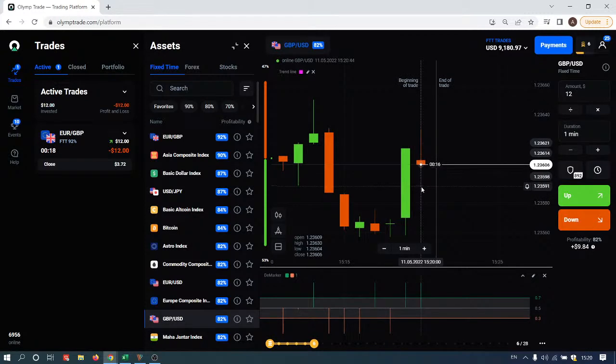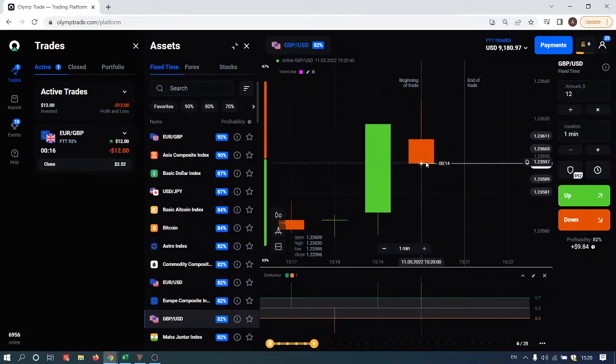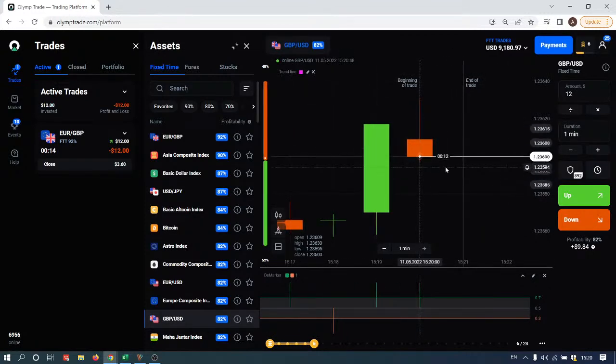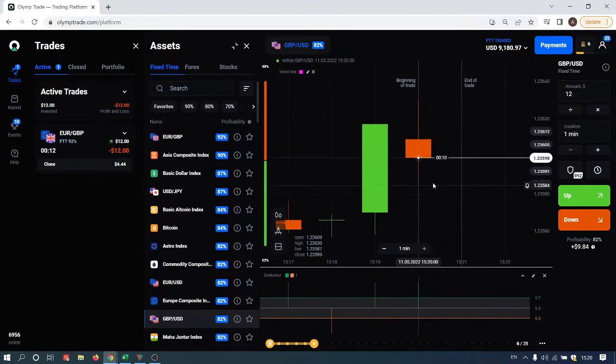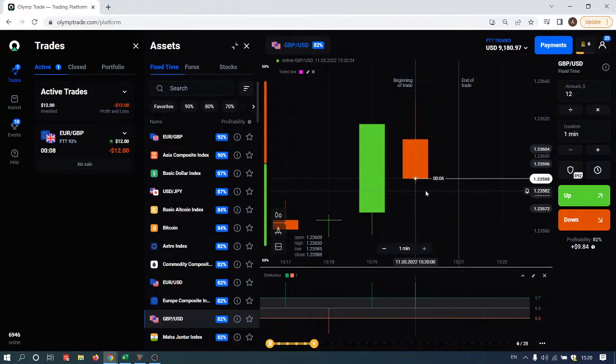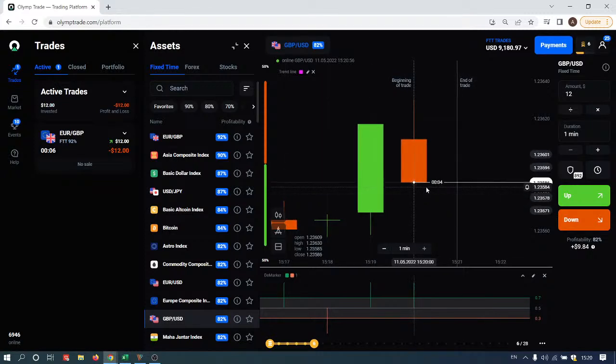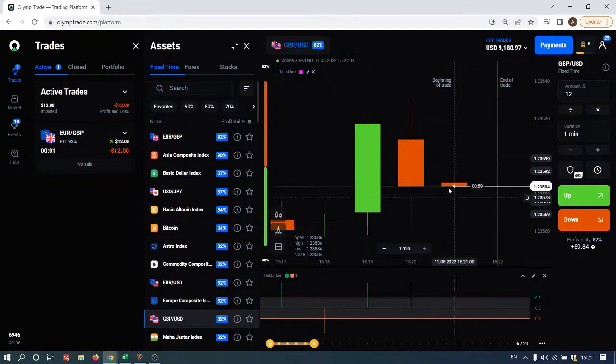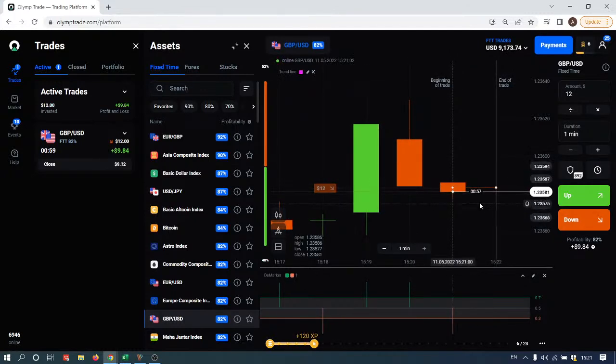Preparing to open a trade on the GBP USD, and so yeah, in 10 seconds we should have another candlestick, and we'll have a fresh trading signal. All right, so down signal here.